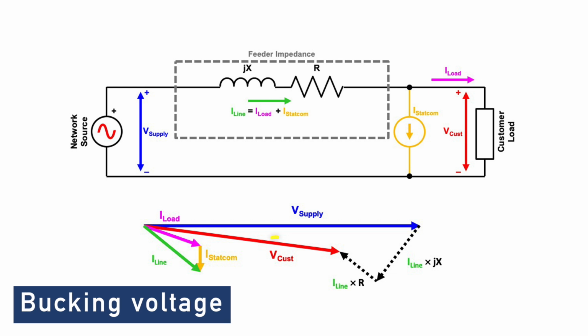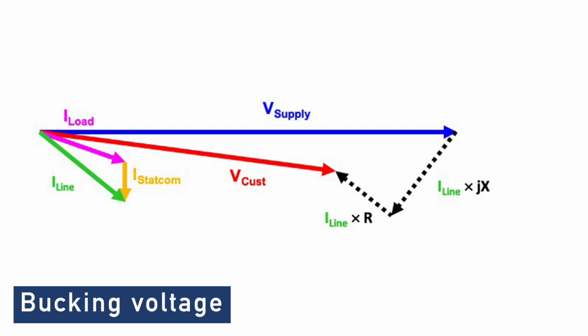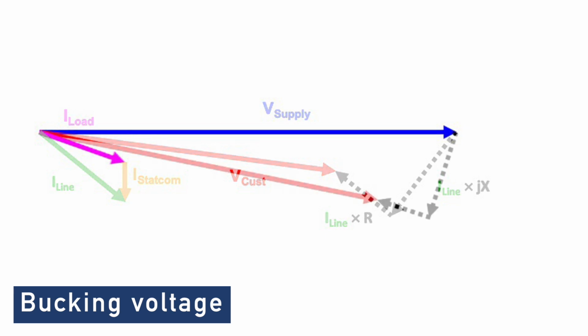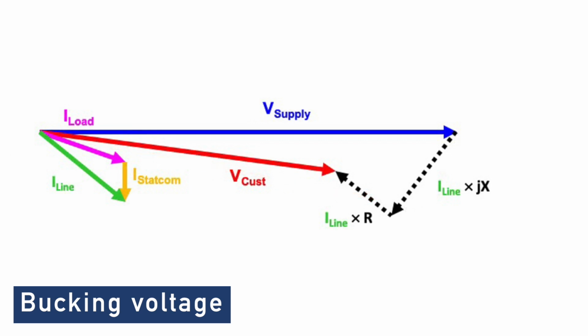To reduce or buck the customer voltage, the Statcom draws reactive power from the grid, like a shunt inductor. This has the reverse effect shown previously. You can see in the vector diagram that the customer voltage is now lower than in the starting example. At first, this may seem like a bad thing. We're making the voltage at the customer worse than it was.